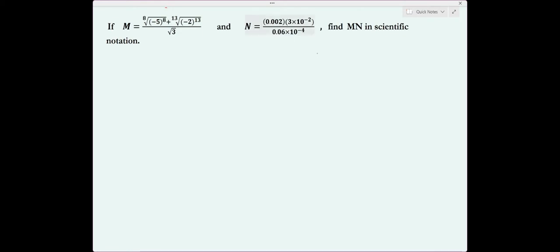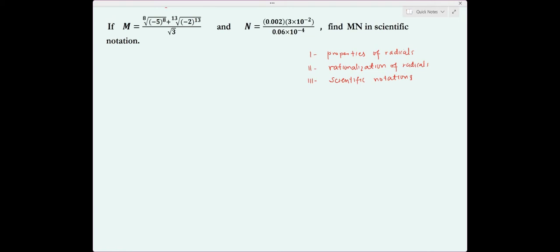We will need some properties of radicals. We will also need the concept of rationalization of radicals. And also we will look at what we mean by scientific notation. I think basically these are the concepts we need to answer this problem.